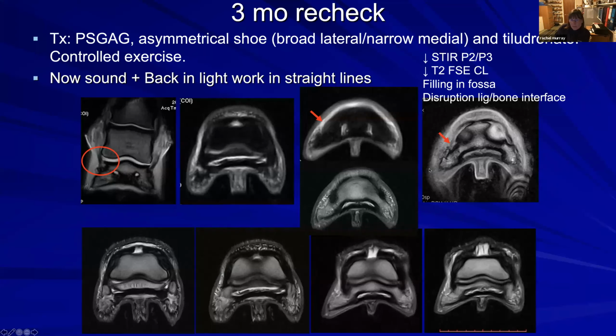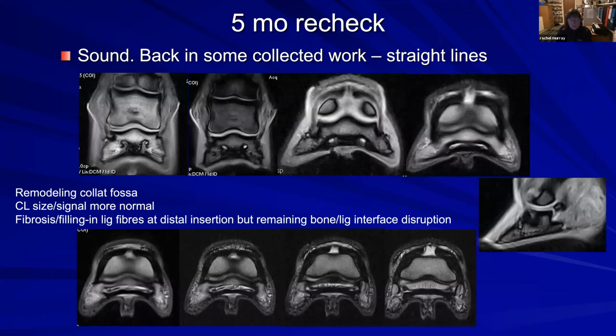We've got a little bit of filling in of the collateral fossa on the distal phalanx, but we still have got disruption of the ligament bone interface and some pathology still in the ligament. So at 3 months, we've got significant changes, but it's definitely not resolved.